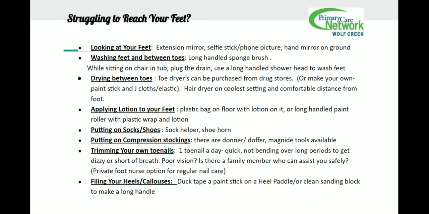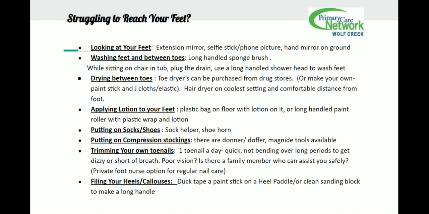So looking at your feet, you can use an extension mirror. You can even use a selfie stick, your phone with a picture if you feel that's something you can do. But a hand mirror on the ground is something that works really well. Washing your feet and washing between the toes. You can use a long-handled sponge brush. And also while you're sitting on a chair in the tub, you can plug the drain.